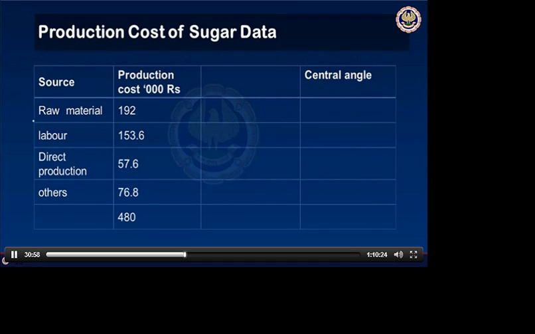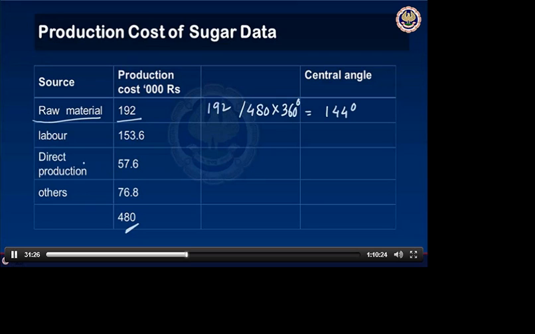So we know that the raw material is one element of cost, and production cost is 192. So what we'll do, we'll take 192 and divide this by the overall number, which is 480, the overall cost. Then multiply this by 360 degrees, because in a pie chart, the data is represented in a 360 degree format. So we'll find a central angle for this. So this will come as 144 degrees.